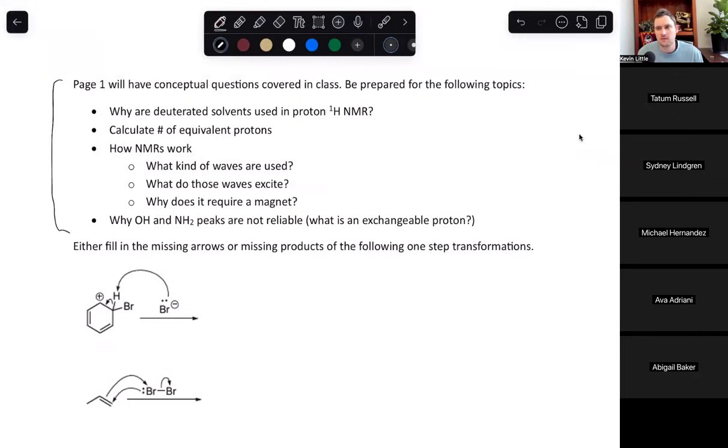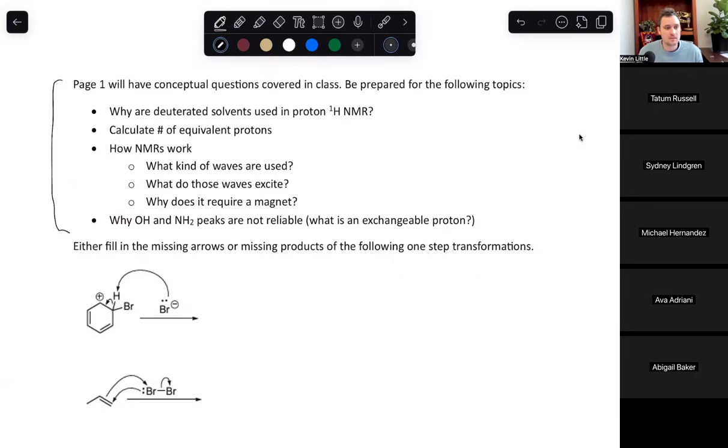Page one of every one of my tests has conceptual questions. These are not really reactions or practical questions that we've done a lot of. These are more, do you understand some of the concepts we've talked about in class? Deuterated solvents, what are deuterated solvents? Number of equivalent protons could pop up. Have a general understanding of how NMRs work. I don't need you to be able to design an NMR, but what waves are used, and why do we use those waves?